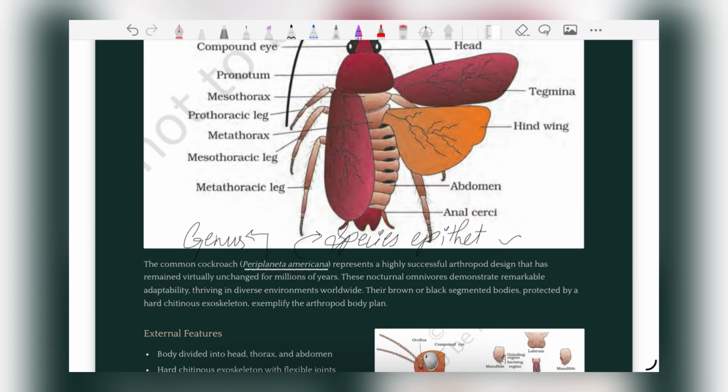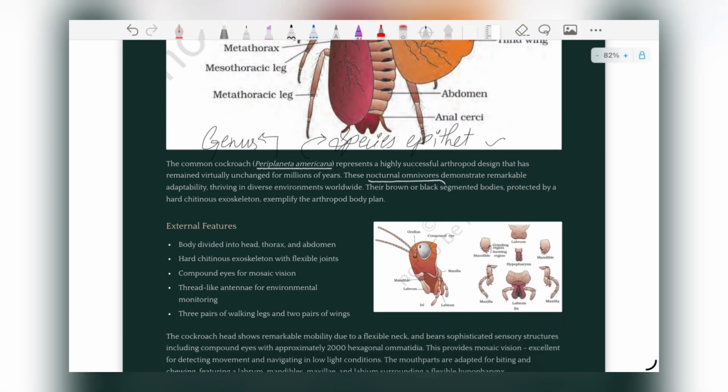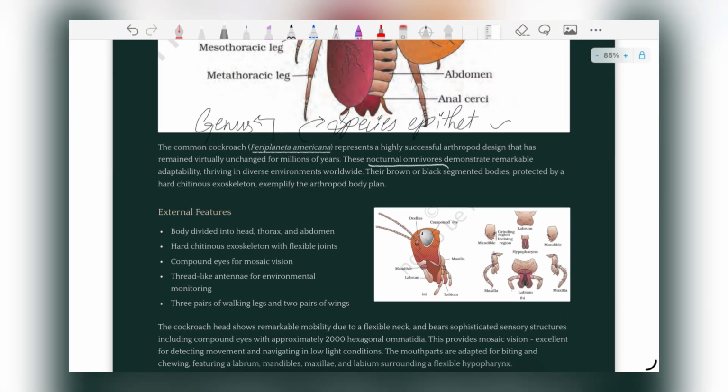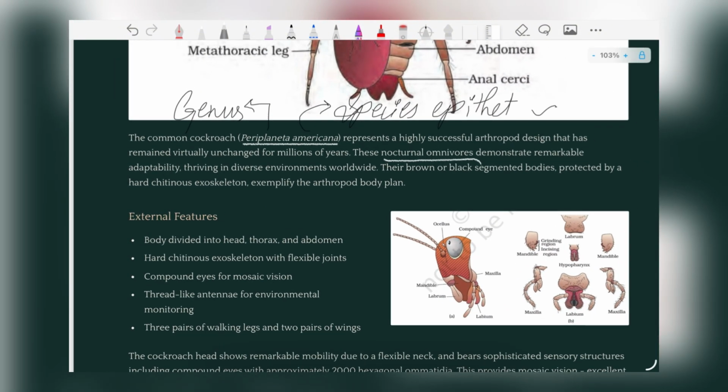Represents a highly successful arthropod design that has remained virtually unchanged for millions of years. These nocturnal omnivores demonstrate remarkable adaptability, thriving in diverse environments worldwide. Their brown or black segmented bodies, protected by a hard chitinous exoskeleton, exemplify the arthropod body plan.